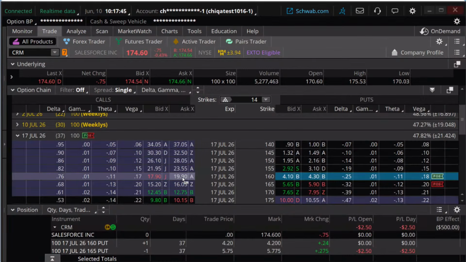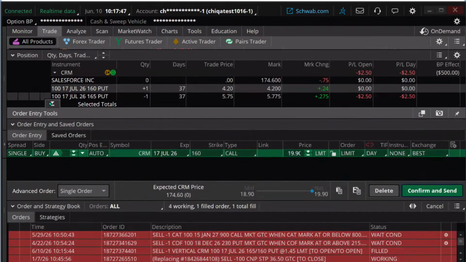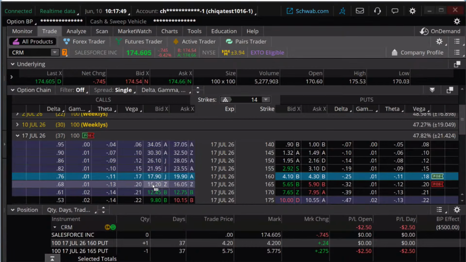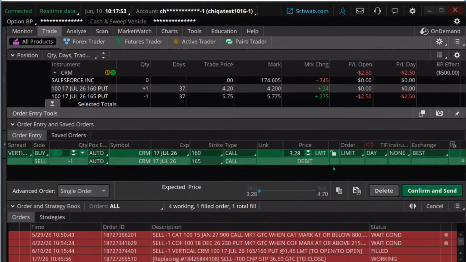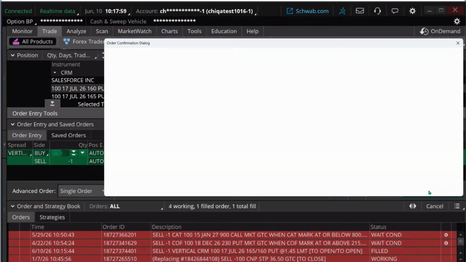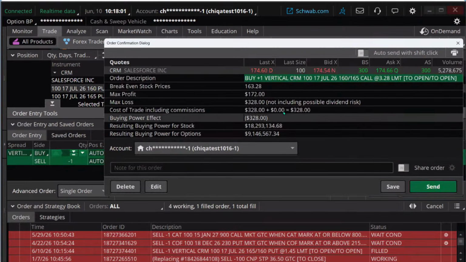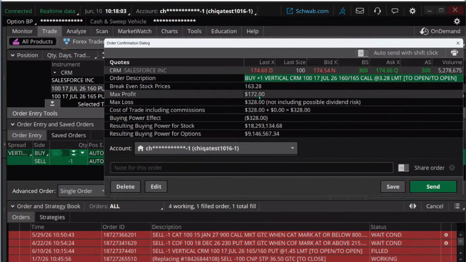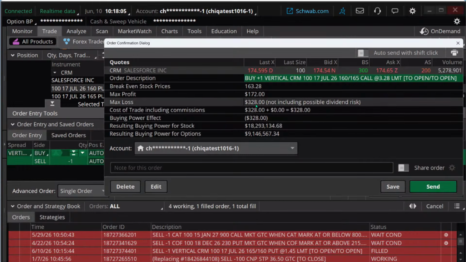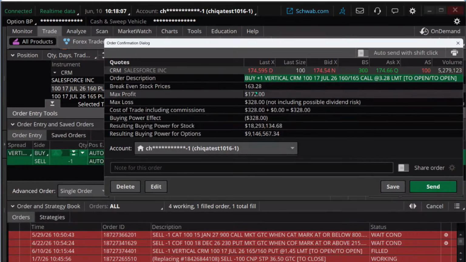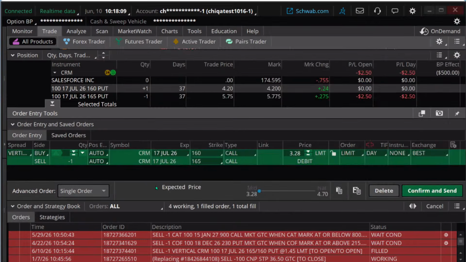I'm going to buy the call. I'm going to sell the same strike, the 165. Hold down the control key. I want the stock to stay above 165. That's my max gain on that. If I click on confirm and send, max profit 172, max loss 328. Not that different, okay? Not that different here. But these are not the strikes we're going to choose here.